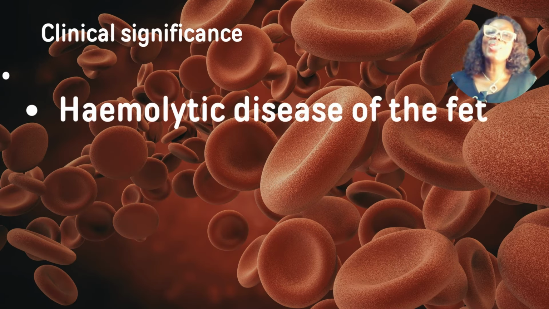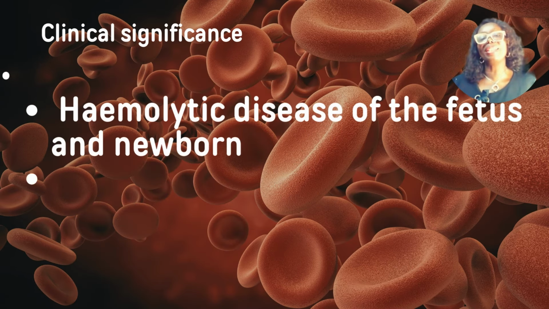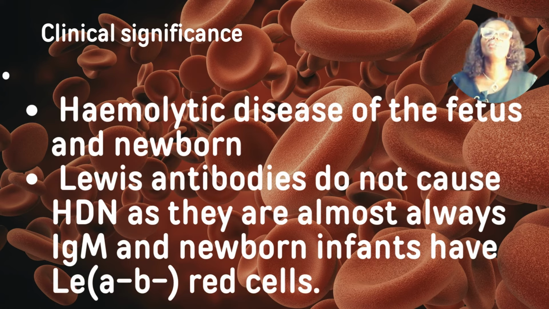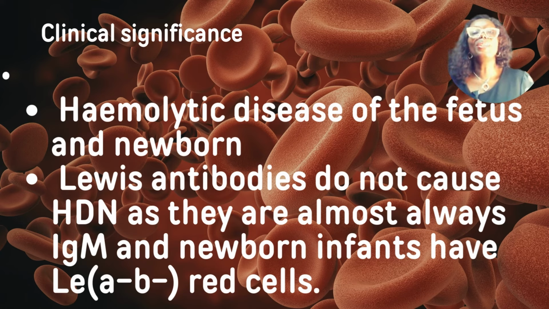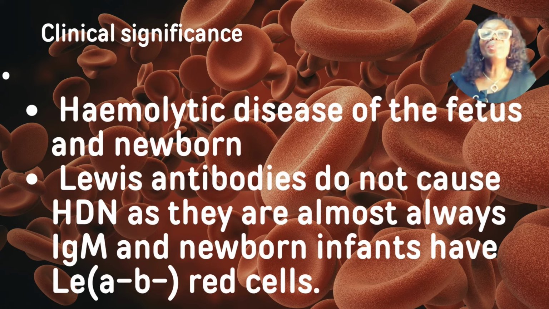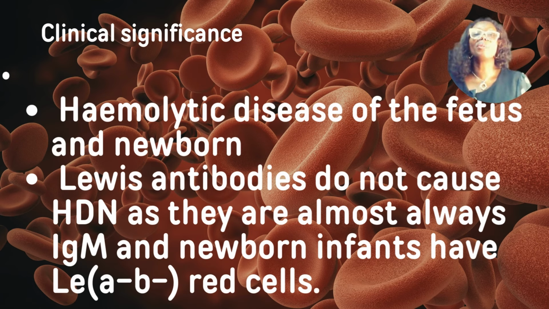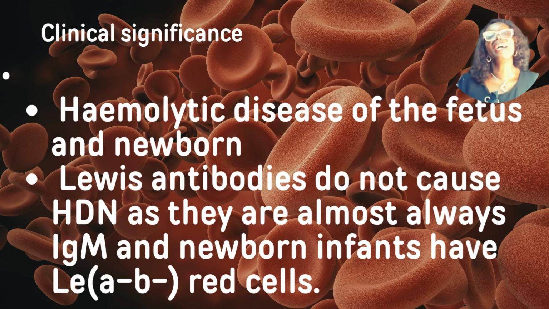Lewis antibodies do not cause hemolytic disease of the fetus or of the newborn. This is because most of the antibodies that are formed are IgM in nature. And again, newborn infants do not have Lewis A or Lewis B antigens. They are mostly Lewis A negative and Lewis B negative. And most of the antibodies in the Lewis blood group system are IgM in nature, and they are cold reactive antibodies. They do not cross the placenta.